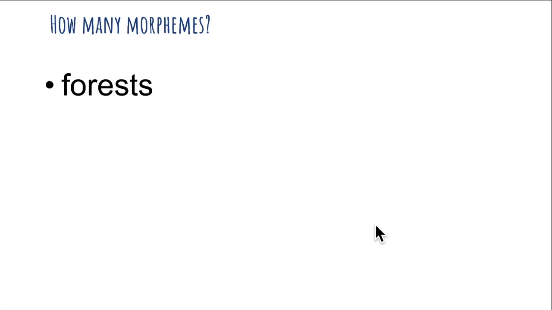Let's take the word forests. Do you see any word parts here? Hopefully you see two, forest and S. Forest has its own meaning and S contributes to that. S means more than one. So this word has two morphemes in it. There is more than one group of trees. Forest is a group of trees. S means there are more than one.